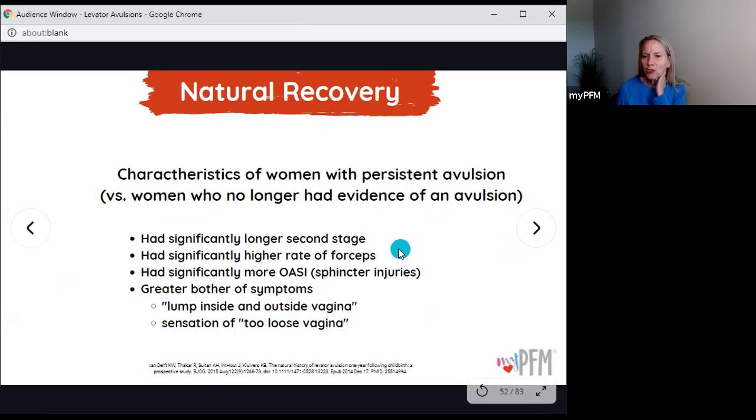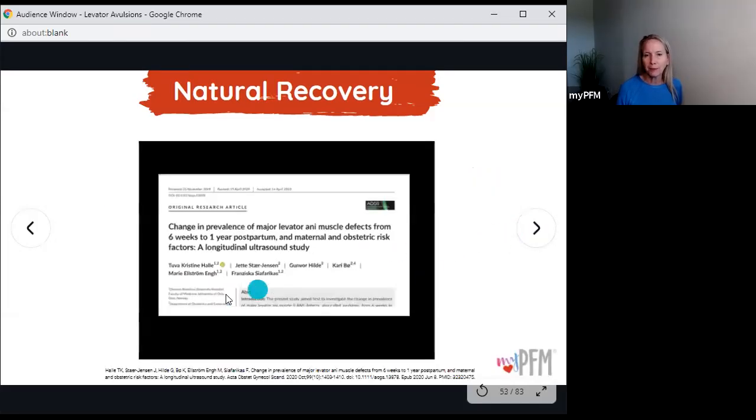I do want to mention, because I'm not sure that I have the literature or a slide here, that vacuum assisted delivery does also potentially increase your risk of pelvic organ prolapse and levator avulsions, just not as much as forceps do. Okay, so now another study: change in prevalence of major levator ani muscle defects from 6 weeks to 1 year postpartum, and maternal and obstetric risk factors.